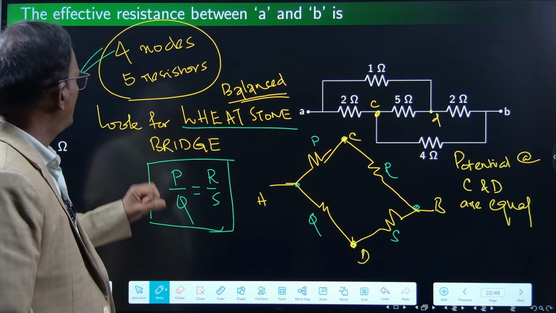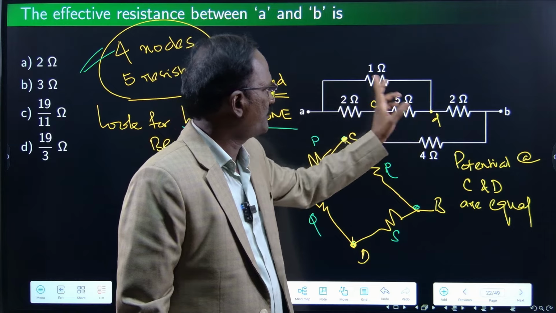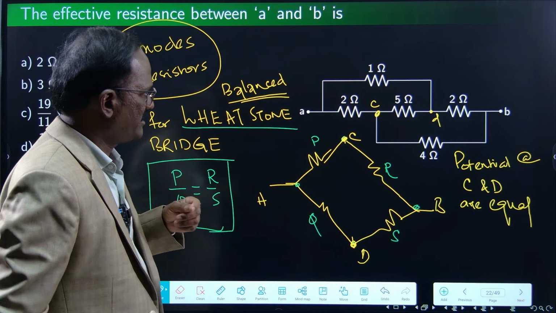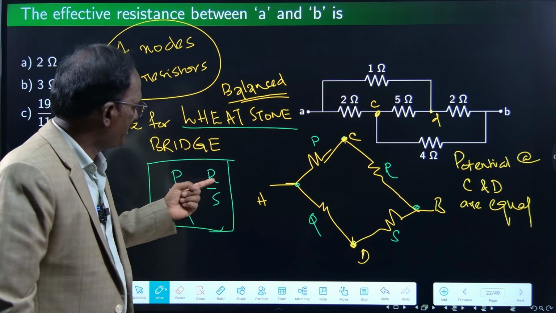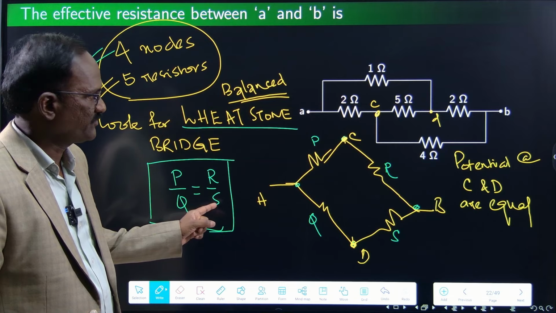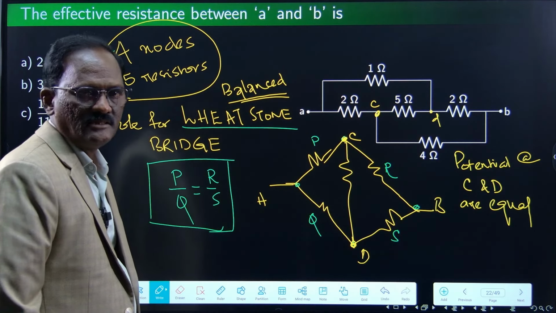Point number 1. Point number 2, look at whether there are 5 resistors: 1, 2, 3, 4, 5. Yes, 5 resistors are also available in this problem. Now, find the ratio P by Q is equal to R by S. This must be satisfied. Otherwise, I can't remove the center resistance.